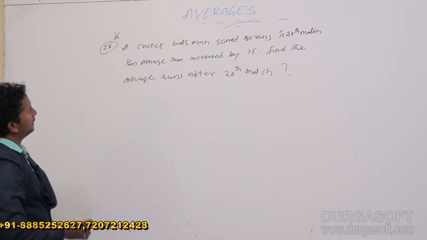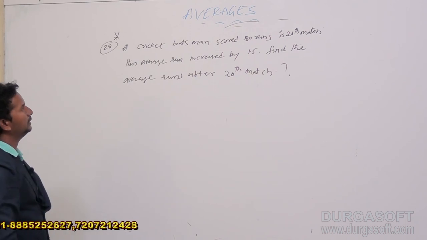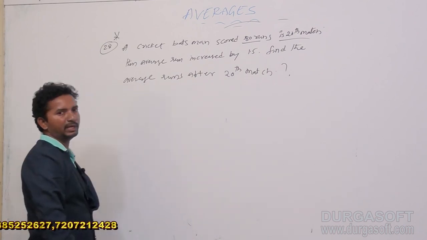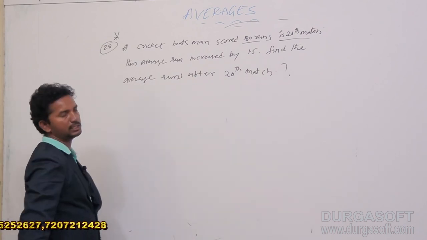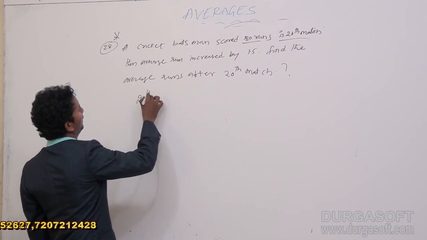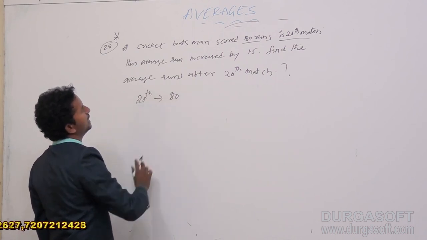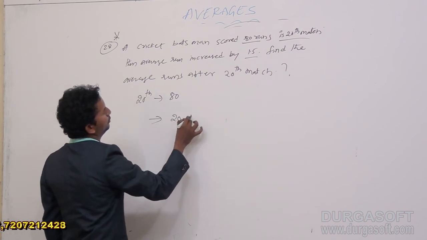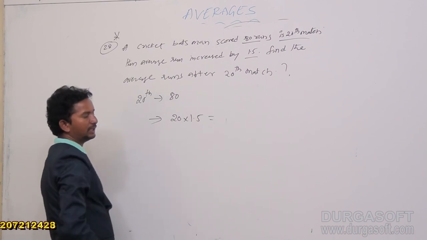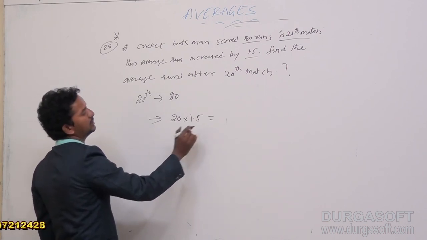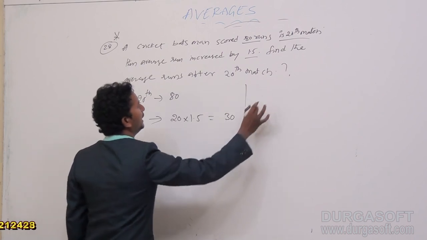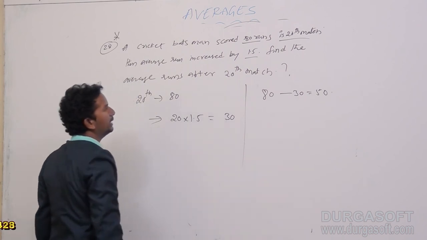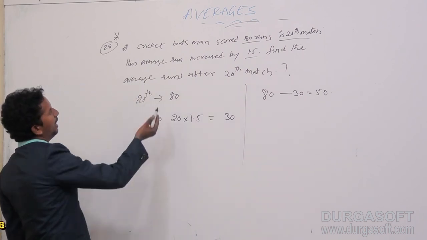In the 20th match, 80 runs is there. The average increased by 1.5. Shall I calculate it? 20 into 1.5 is 30. Now 80 minus 30 is 50. The difference is now 50.